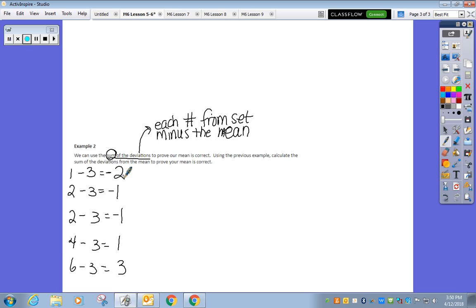Now, the way that I do this is I organize them with all of my positive deviations either first or last, and the opposite with the negatives. So I'm going to put my positive ones first, and remember I'm adding them all together. When I add in my negatives, I'm going to put them in parentheses, just because if I had a positive and a negative right next to each other, it would look kind of confusing. So I'm just writing them all out like this.